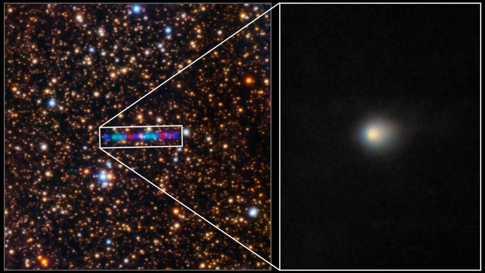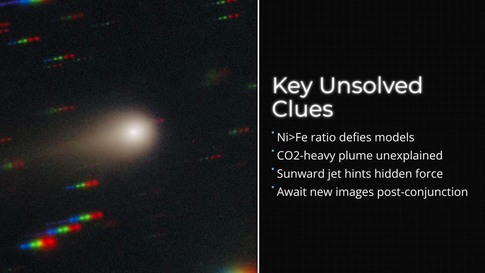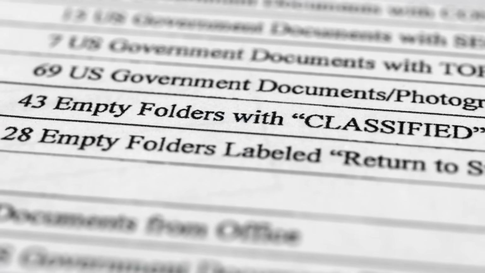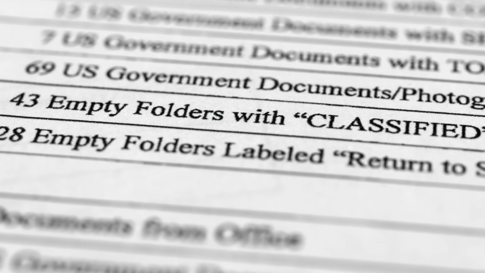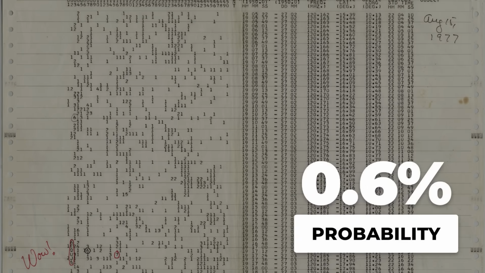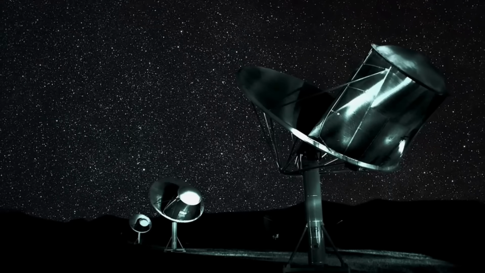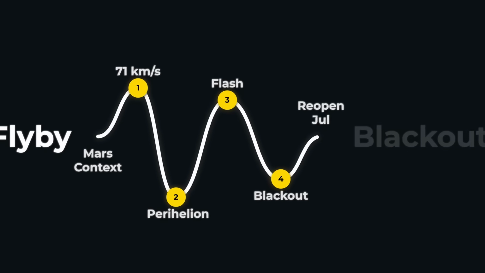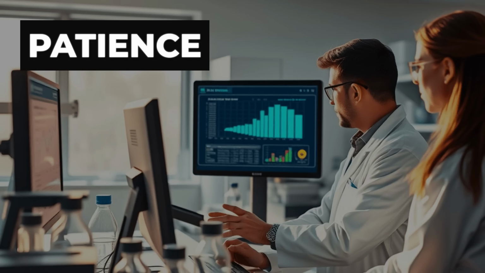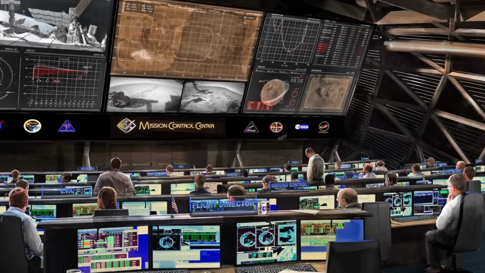Chemically, 3I/Atlas challenges comet models. Its nickel-to-iron ratio, carbon dioxide-heavy composition, and massive sunward plume all stand out. Yet the most critical evidence remains out of public view. The object's projected path overlaps the 1977 WOW signal location with a calculated 0.6% probability, but no independent radio detections have yet emerged. As 3I/Atlas approaches perihelion and a blackout in observations, the facts demand patience and rigor. Until the next data release, the mystery stands.